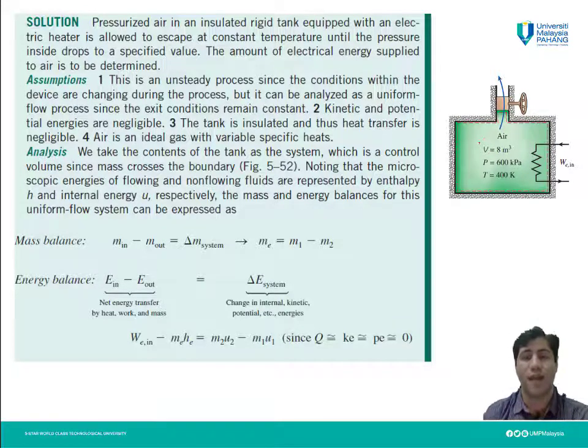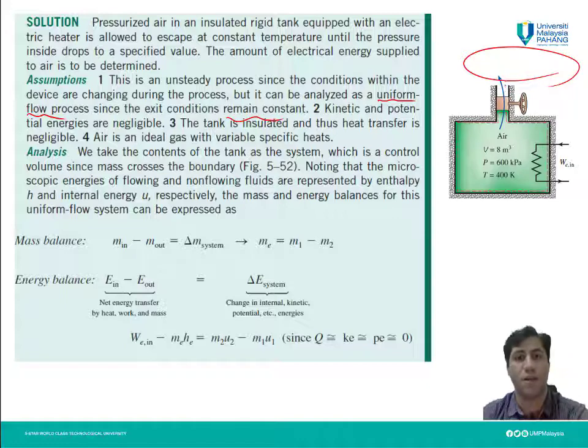But we can assume that we can analyze this problem as a uniform flow process. Why? Because the exit conditions remain constant. In other words, the air is escaping from this tank, then the condition at the exit will be constant. It may be atmospheric pressure and so on, or temperature, but generally we can say that it is a constant condition. So we can say that we have a uniform flow process from the exit of our tank.